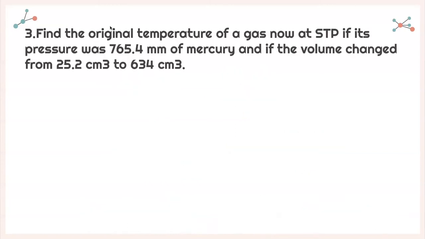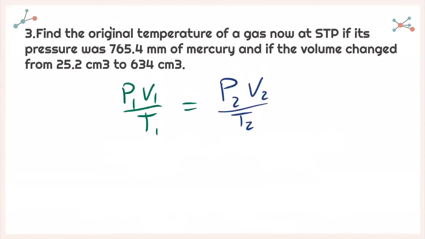For the next one, it says, find the original temperature of a gas now at standard temperature and pressure if its pressure was 765.4 millimeters of mercury, and if the volume changed from 25.2 centimeters cubed to 634 centimeters cubed. First thing I'm going to do is write down my equation. P1 times V1 over T1 is equal to P2 times V2 over T2. A few things to note. We are told that we're at standard temperature and pressure, and we are working in millimeters of mercury.